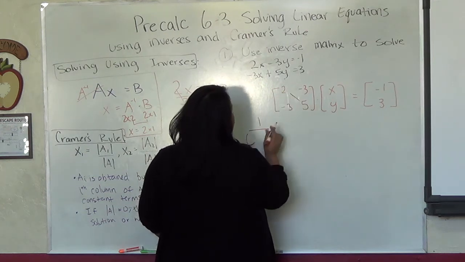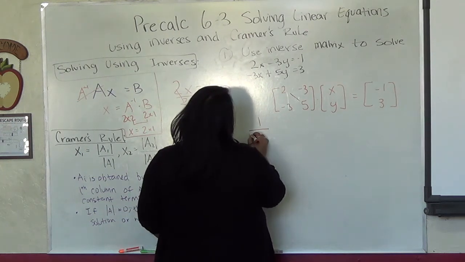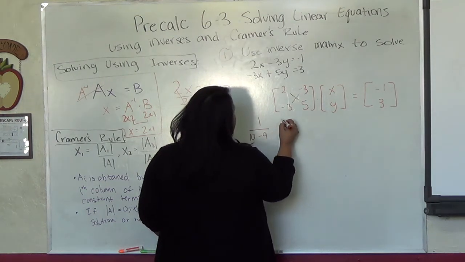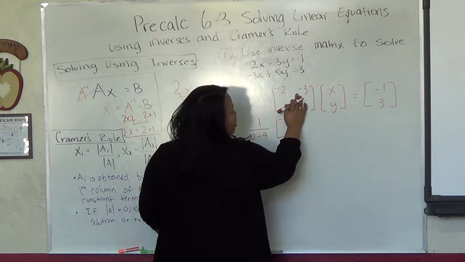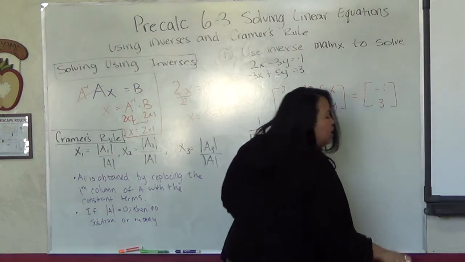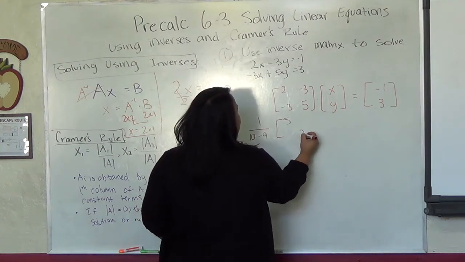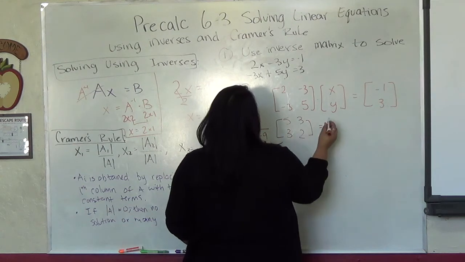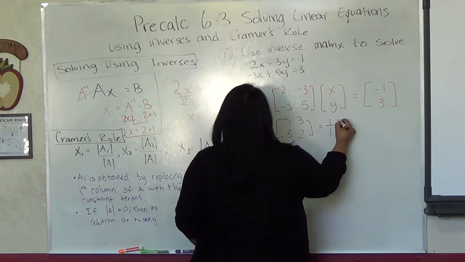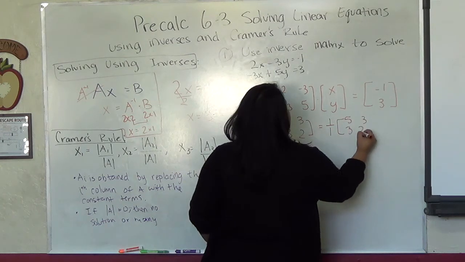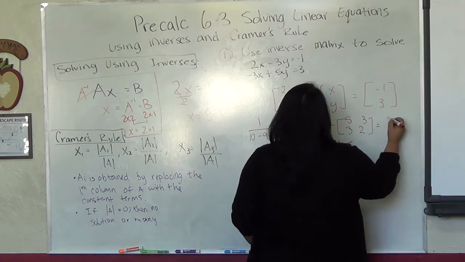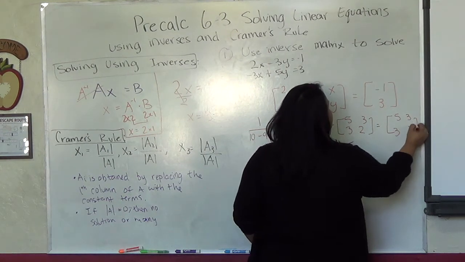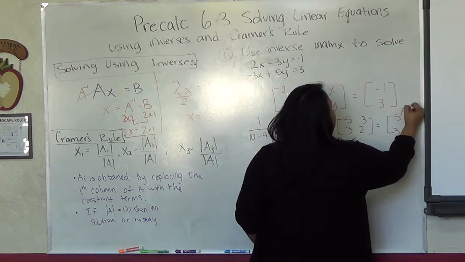The determinant is 2 times 5, so it's 10 minus 3 times 3, which is positive 9. And then I take what? I take these two and I flip them, so this 5 and 2, and then I change the sign, so this is 3 and 3. So that would be 1 over 1, 5, 3, 3, 2. So in this case, our inverse is 5, 3, 3, 2. This is a negative 1.